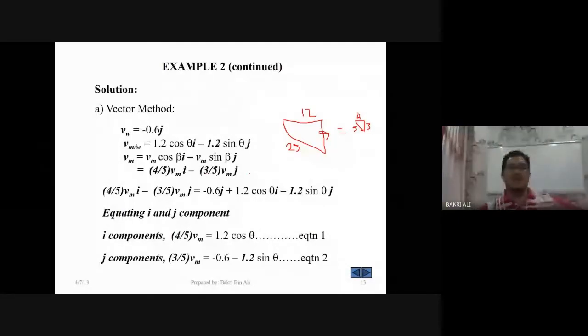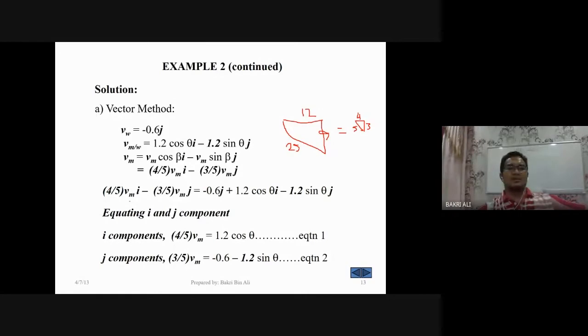But the velocity is still unknown. We only know the angle. So we put this back into the equation. Vm equals 4 over 5 Vm i minus 3 over 5 Vm j equals Vw, minus 0.6 j, plus Vm/w, 1.2 cos theta i minus 1.2 sin theta j.